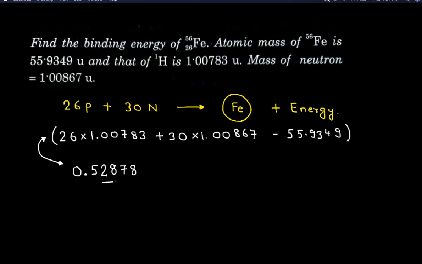Okay, so what is the answer in mega electron volt? What should I do? Once I get the mass effect, which is this, then what? What is the binding energy? Mass effect into C square is fine. But if you want to multiply by C square, you need to convert this into kg. Right now it is in units. Into 931.5. Into 931.5, if you do, you'll get it in mega electron volt. Tell me what it is.